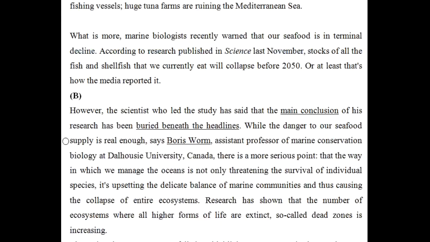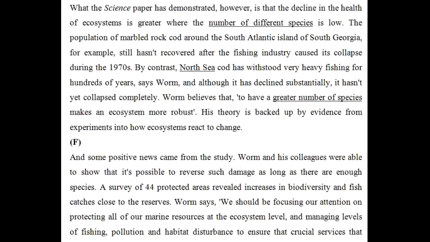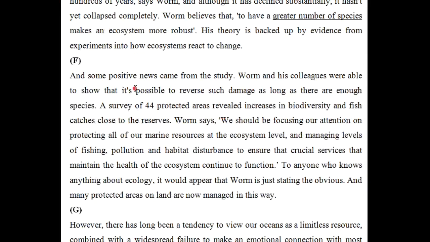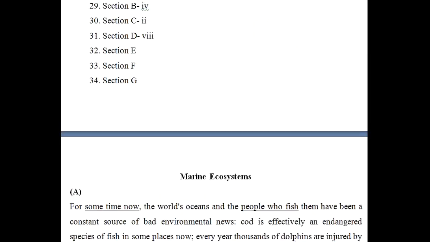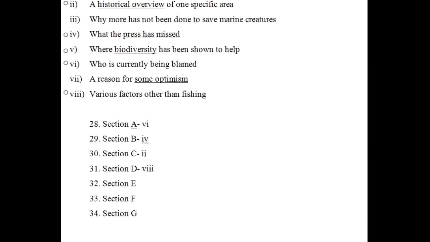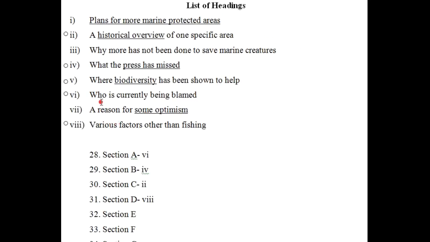Okay, move to the next passage, F. And some positive news came from the study. Positive news, let's say positive news came from a study means optimism. Some positive news, when they're saying, it means they're talking about some optimism, came from Swan and his colleagues, who were able to show that. So he's explaining it. So perhaps there is some optimism, and this one is number F. F is saying some optimism. So 7 is the answer of F.